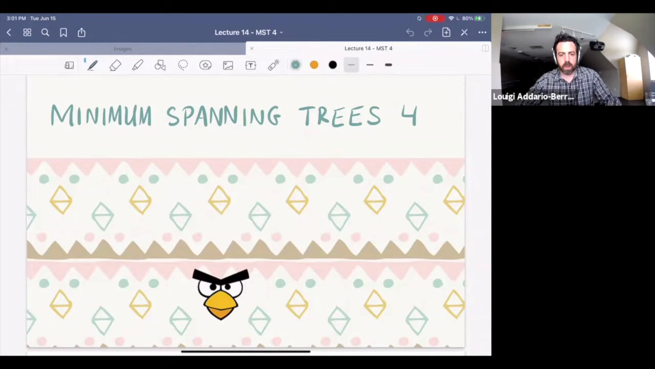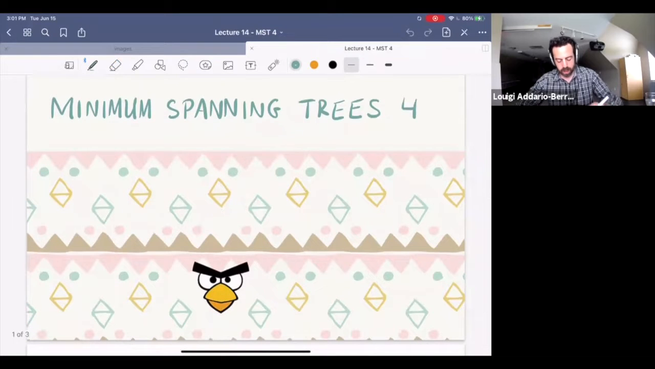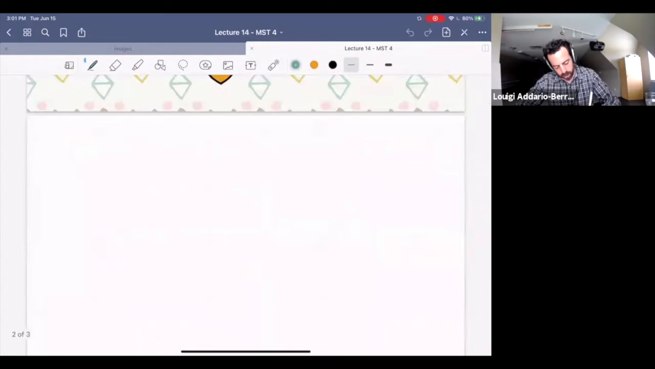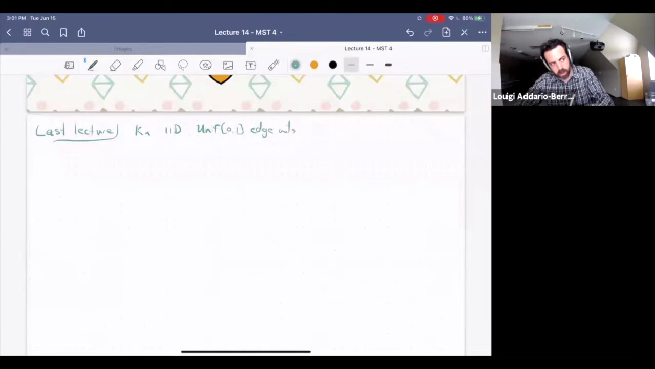I'll just remind you where we were at. We're in the course of studying the diameter of the mean field minimum spanning tree. So just a quick recap of where we got to last lecture. The setting last lecture and throughout this one is the complete graph with IID uniform 0, 1 edge weights. And then we wrote MST_N for the resulting minimum spanning tree.